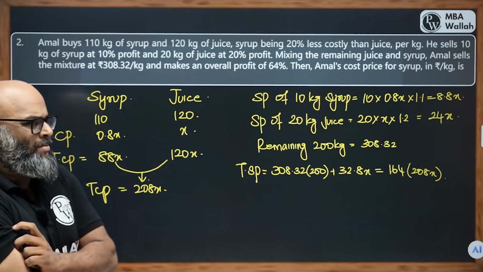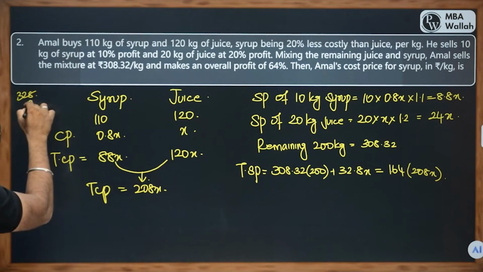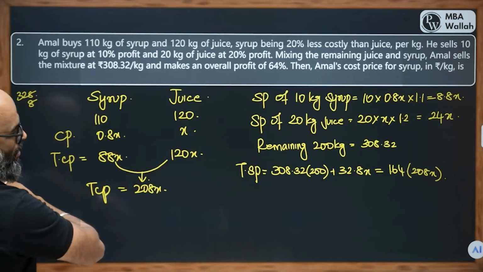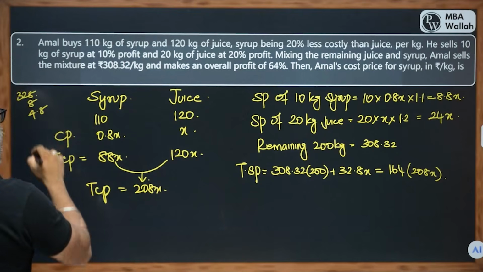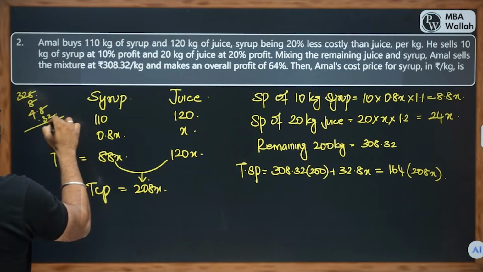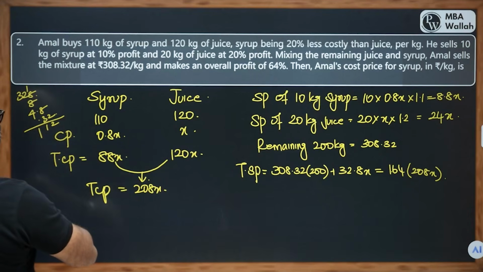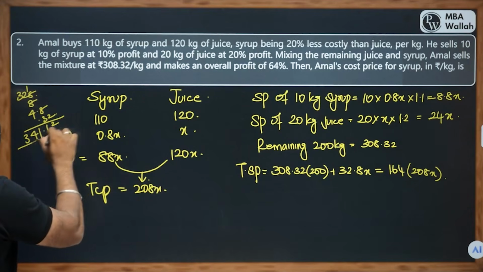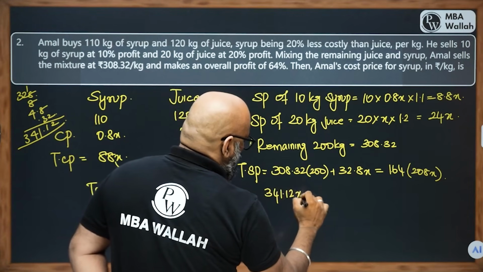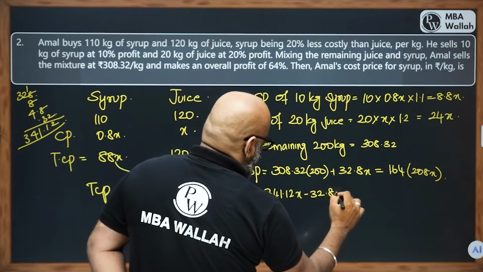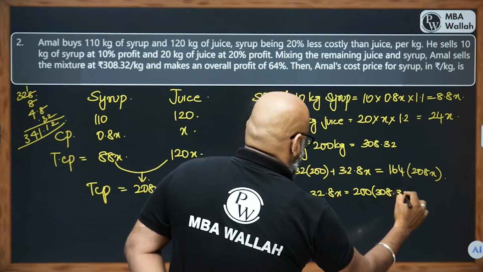1.64 into 8, that will be 8, and then I will have 4.8, 0.6, 0.32. So this will be 2, 1, carry over 1, 16, 20, 21, 241. 341.12. So this will be 341.12x minus 32.8x is equal to 200 into 308.32.